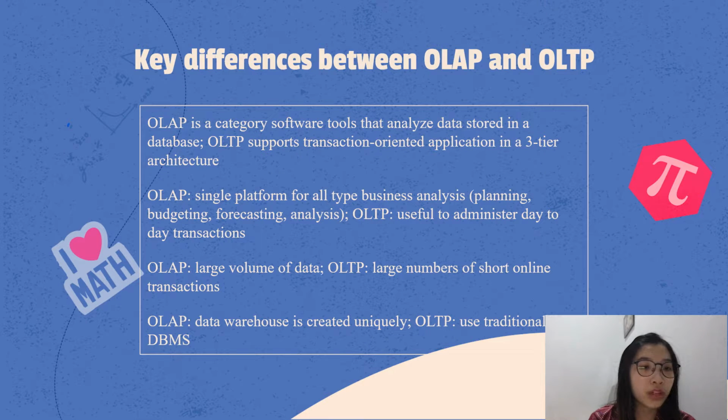Next, OLAP is characterized by a large volume of data, while OLTP is characterized by large numbers of short online transactions. And the last one is that in OLAP, the data warehouse is created uniquely so that it can integrate different data sources for building a consolidated database, whereas OLTP uses a traditional database management system.